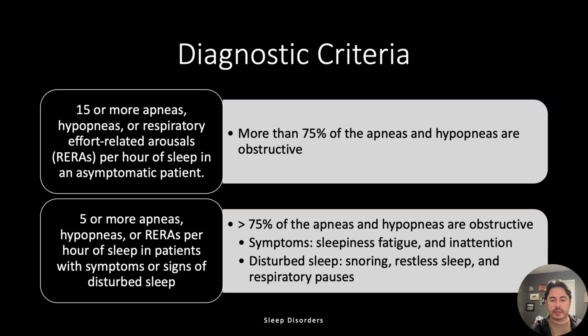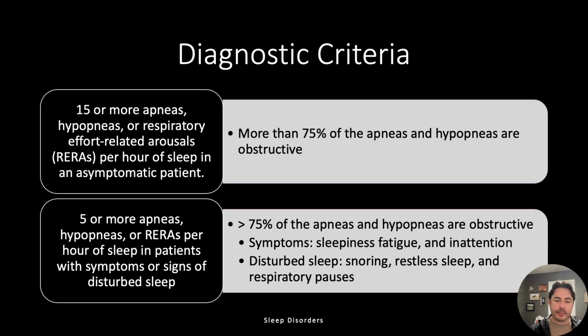So the criteria that we're looking at when it comes to truly diagnosing these patients is we have to differentiate between the patient being symptomatic or asymptomatic. So when we look at the symptoms, do they have sleepiness? Do they have fatigue, inattention? Do they have disturbed sleep? Are they having restless sleep? Do they have respiratory pauses? Do they have snoring? Are they waking up gasping, and are they short of breath? So those are the symptomatic patients that we're going to talk about in just a second. First, we're going to start with the asymptomatic. So they are not having any of those symptoms or signs of disturbed sleep.